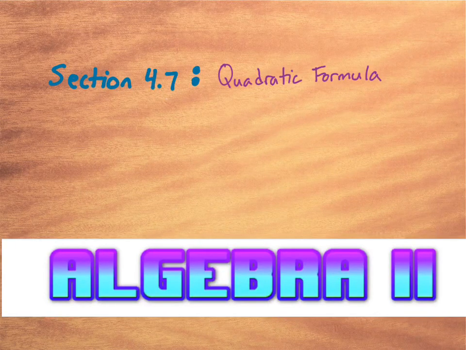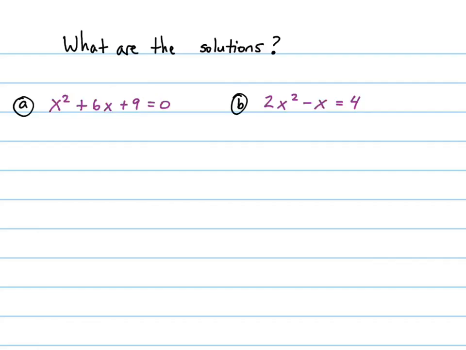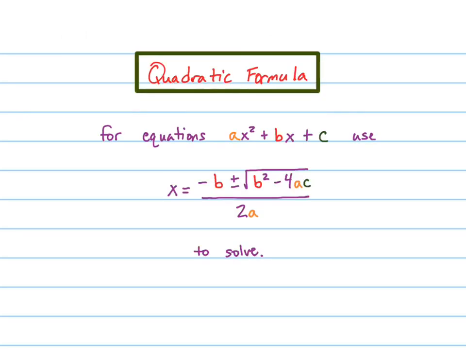Section 4.7, Quadratic Formula. So the quadratic formula for equations given in standard quadratic form, ax squared plus bx plus c, we use the quadratic formula, which is x equals negative b plus or minus the square root of b squared minus 4ac all over 2a in order to solve for x.